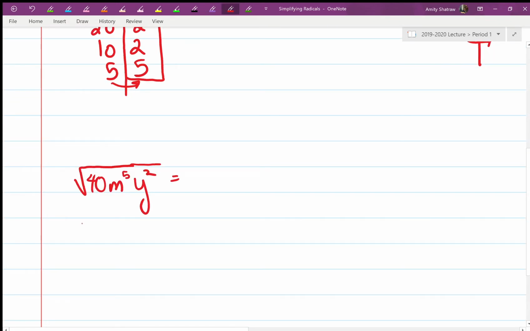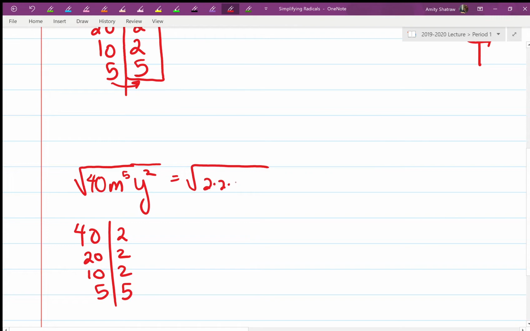I'll say that I do want to factor 40, and that is divisible by 2. That's still divisible by 2. Still divisible by 2. There's my last prime number. I'm going to say that I now have 2 times 2 times 2 times 5 times a bunch of m's, okay? It can be a little bit tedious to write down a bunch of m's, but as a teaching example, I think it's okay.